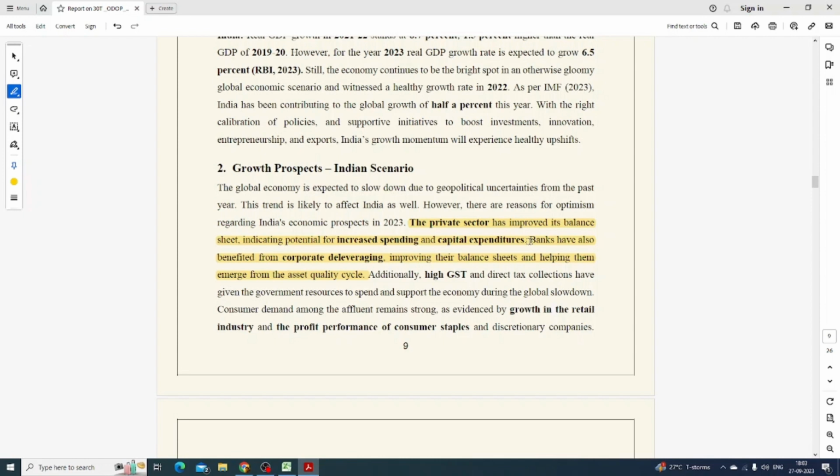They have made it easy for collection of indirect taxes. So there is a growth in the government resources.